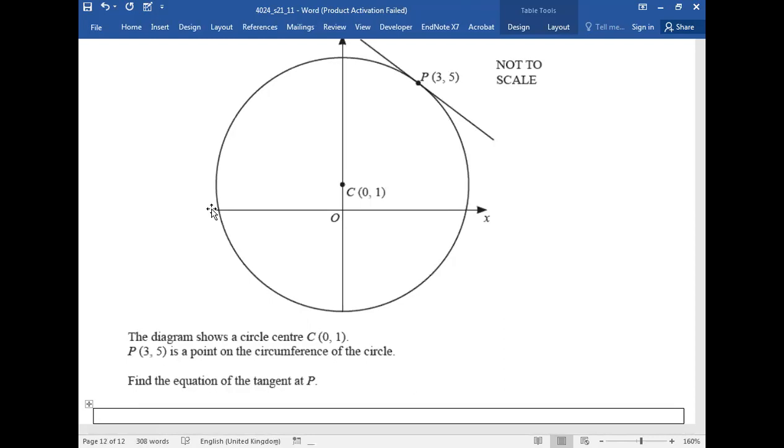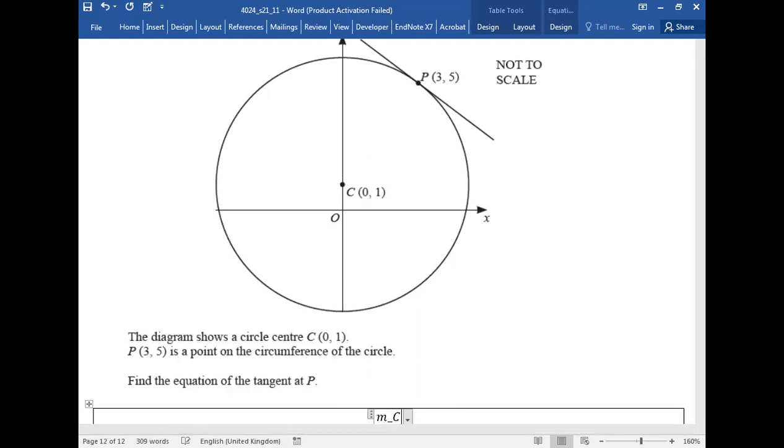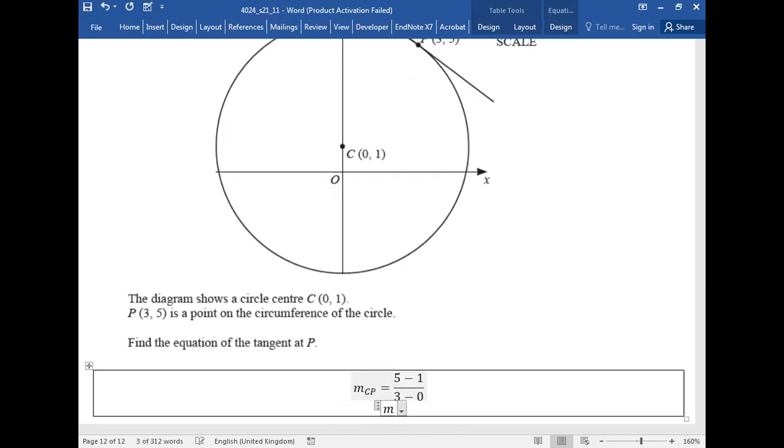Any one point on the line. Do I have the point on the line? I am supposed to make the equation of the tangent. Do I have a point on the line? 3, 5. So I'm not worried about the point. Now, what other thing do I need? I need the gradient of this tangent. Can I find the gradient of the radius CP? Do it, class. M of CP निकाल रहे हैं. y2 minus y1, 5 minus 1 upon x2 minus x1. So what is the gradient of CP?